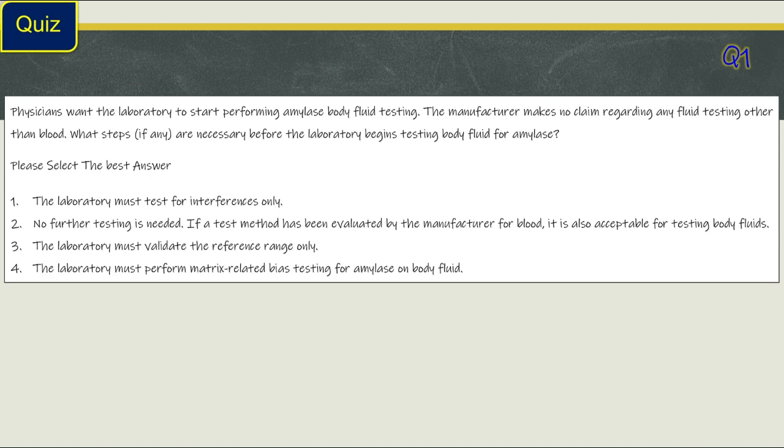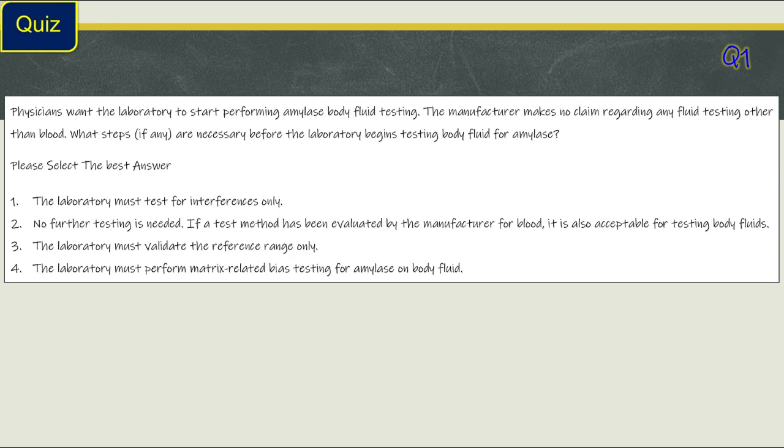Quiz. Question 1. Physicians want the laboratory to start performing amylase body fluid testing. The manufacturer makes no claim regarding any fluid testing other than blood. What steps, if any, are necessary before the laboratory begins testing body fluid for amylase? Please select the best answer.